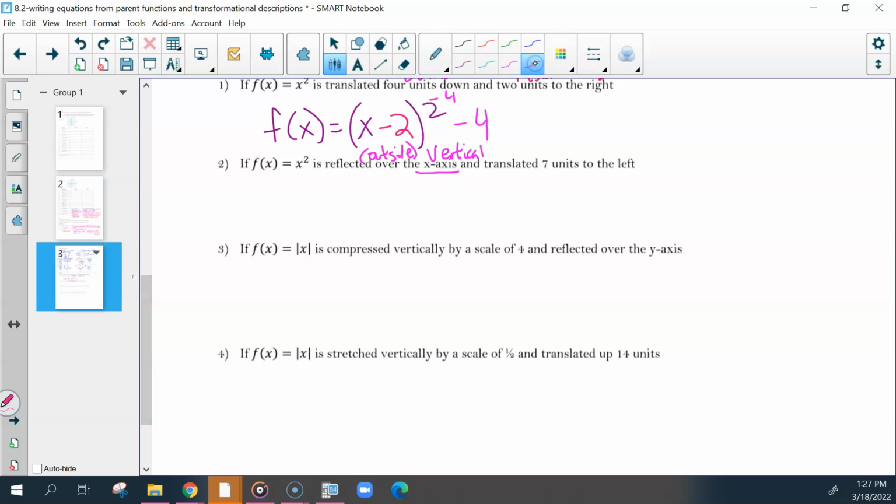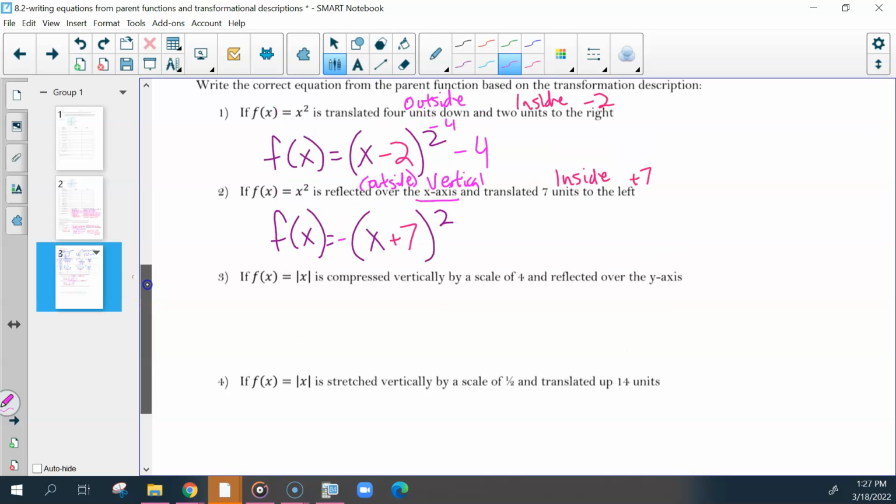Then we have translated 7 units to the left. That's going to be inside. To the left is usually a plus, so that's going to be a plus 7. So when we write this, it's going to be f of x equals, on the inside we have x plus 7 squared. And then, I forgot about this on the outside. Because it is reflected over the x-axis, we need this negative on the outside. Those numbers are usually out in front.